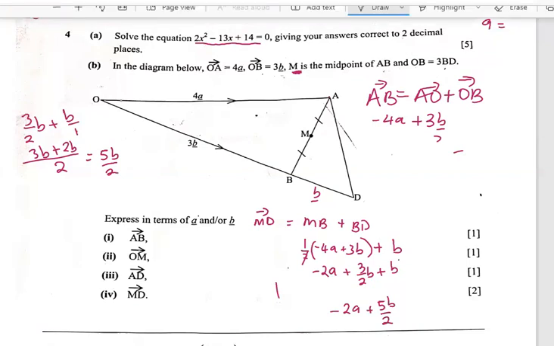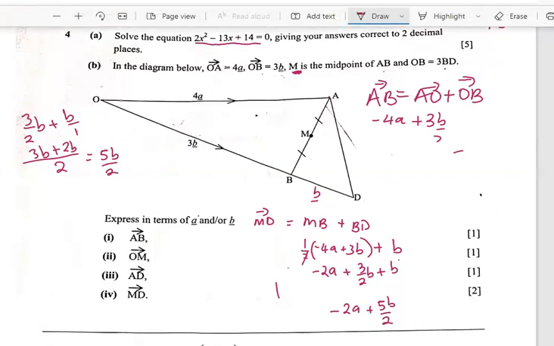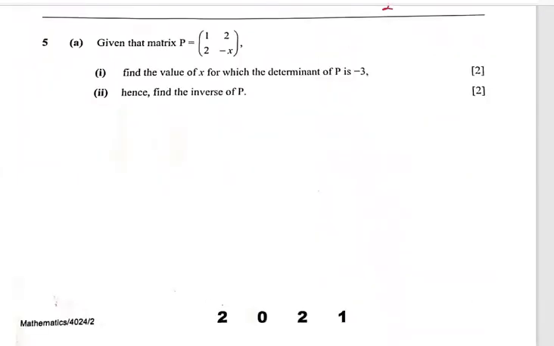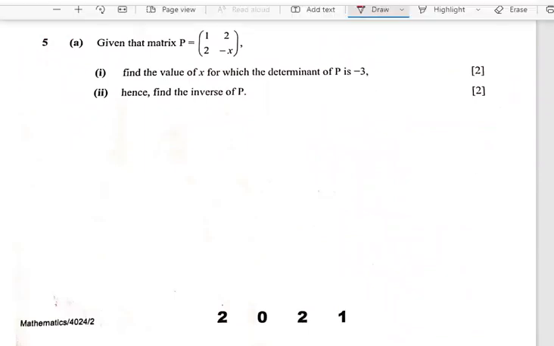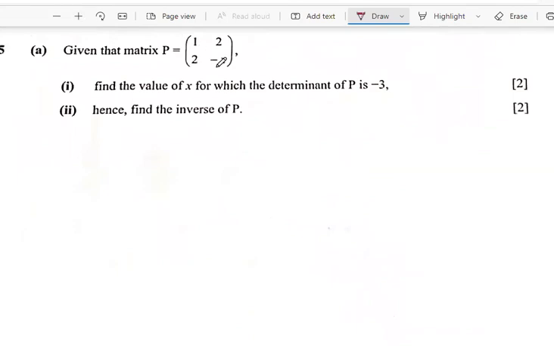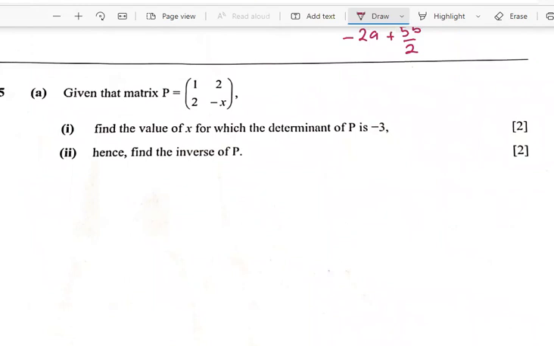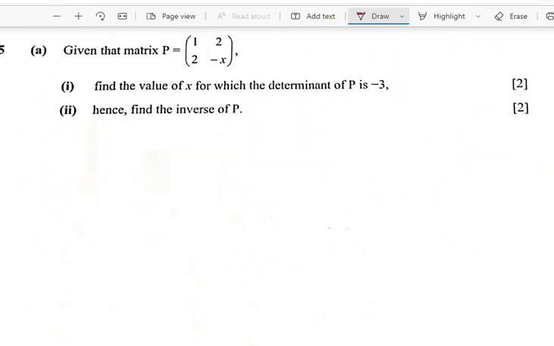Okay, let's look at the next one, which is this one here. I hope this will be very simple for you and me. Okay. So given that matrix P is equal to 1, 2, 2, negative x, find the value of x for which the determinant of P is equal to negative 3. That's very simple. So we are going to work out the determinant of this one. You know how we find the determinant of this one, isn't it?